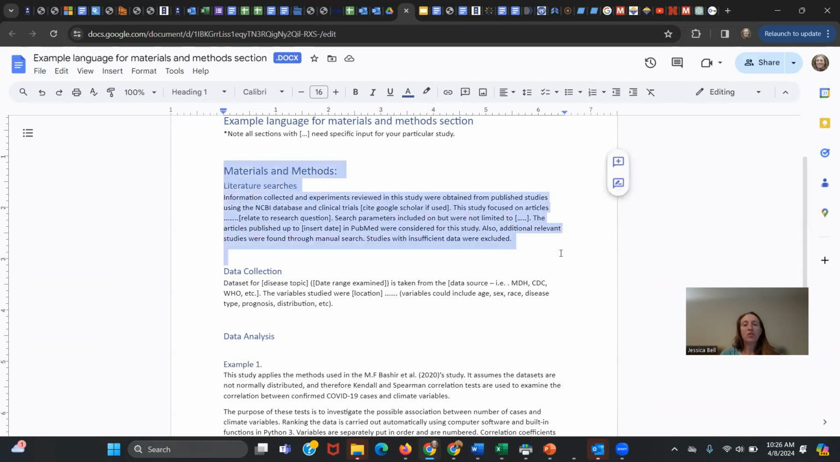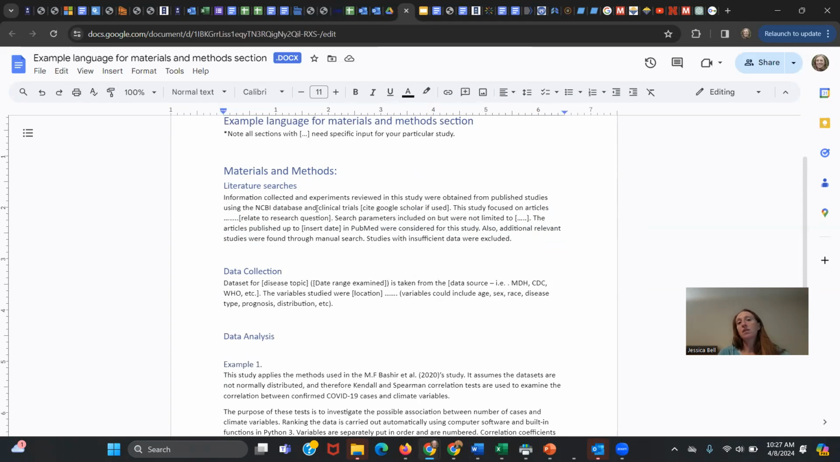So the materials and methods is doing literature searches. So you're all doing this. You're looking through different databases and you're collecting articles and you're collecting data and trying to analyze that data. For literature searches, you can directly take it from this. You can copy and paste and then just add and change where you need to. Information collected and experiments reviewed in this study were obtained from published studies using the NCBI database and clinical trials.